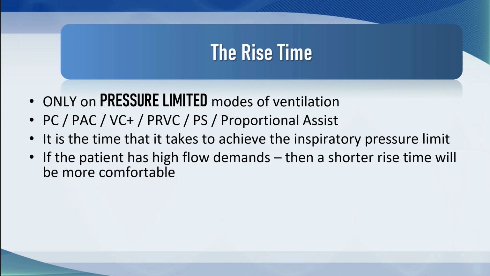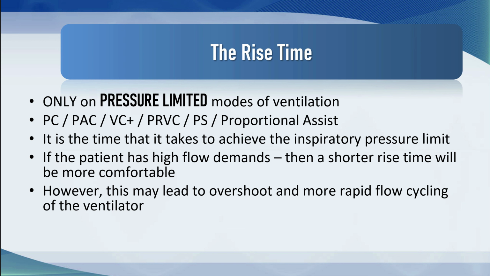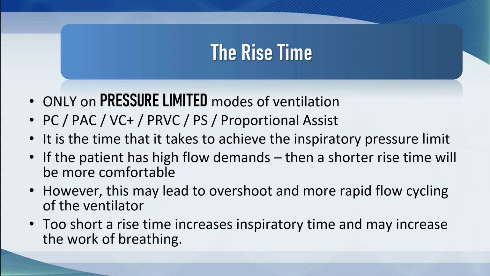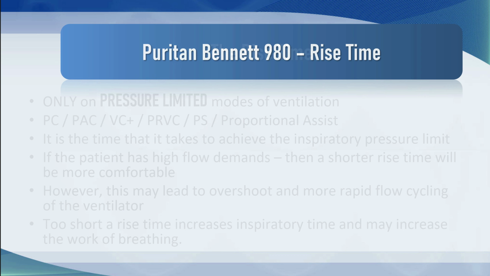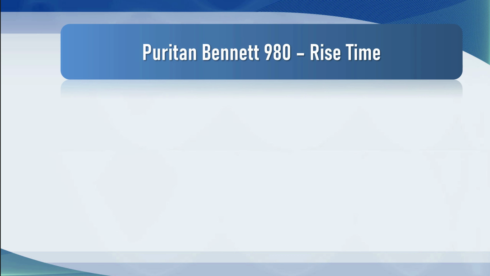If the patient has high flow demands, then a shorter rise time will be more comfortable for the patient. However, this may lead to overshoot and more rapid cycling of the ventilator. On the other hand, too short a rise time increases inspiratory time and may increase the work of breathing. So you've got to titrate it for the individual patient. There are different systems for rise time and different ventilators. I'm going to start off with the Puritan Bennett 980 ventilator and its rise time.